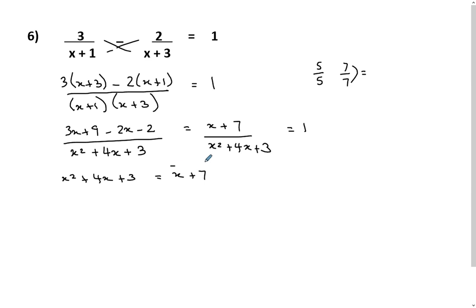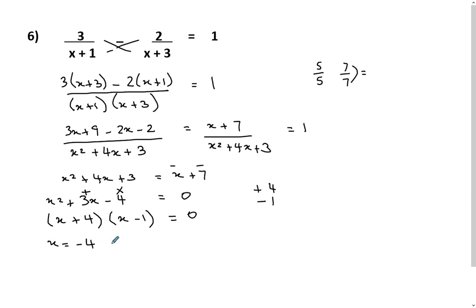Okay, and then we minus x minus 7 to make this side 0. So you've got x squared plus 3x minus 4. A nice 1x squared, so two numbers that add to give 3, multiply to give minus 4. So one's a positive, one's a negative, and you've got plus 4 and minus 1. So then your double brackets are x plus 4 times x minus 1 would be 0. So x equals minus 4 or x equals 1.